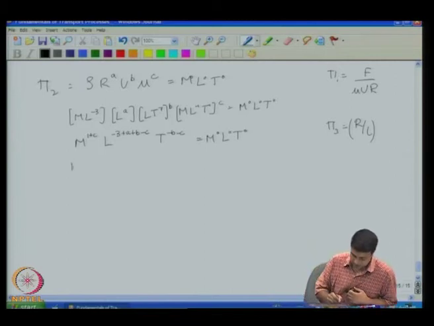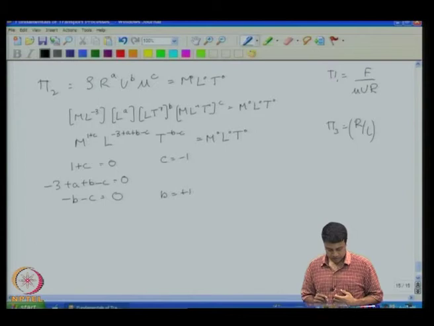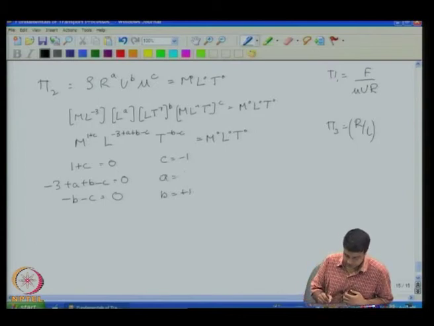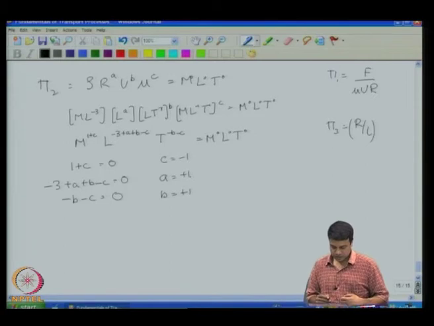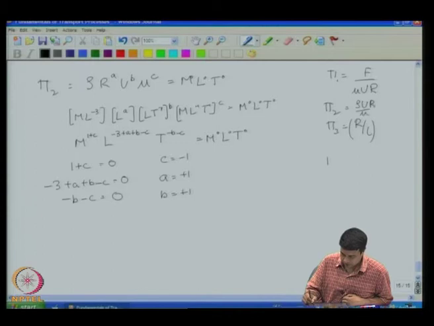So, from this I have the equations 1 plus c is equal to 0, minus 3 plus a plus b minus c is equal to 0, and minus b minus c is equal to 0. From this I get c is equal to minus 1. From this I will get b equals plus 1. And from this I should get a is equal to plus 1. So, therefore, my dimensionless group pi 2 is equal to rho u r by the viscosity.